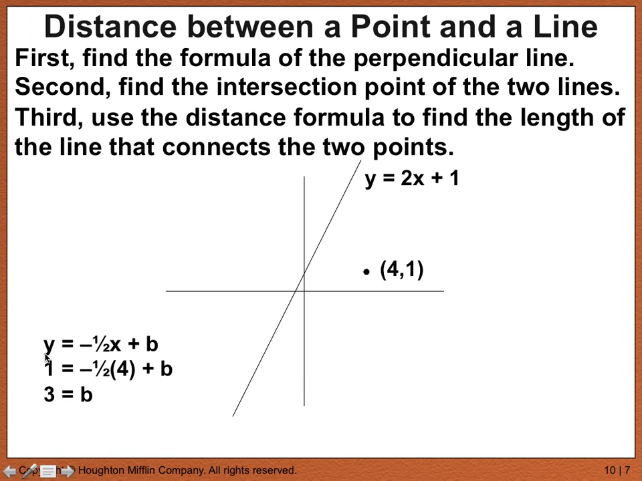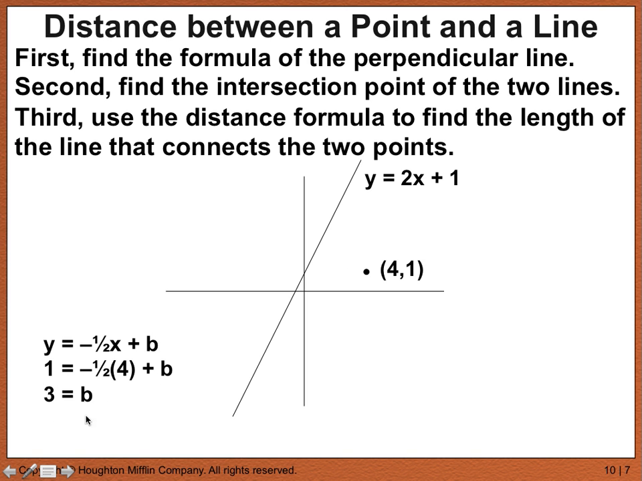So my second step then is to use the fact that the point (4, 1) lies on the perpendicular line. And so I fill in 1 for y and 4 for x. And then 1 equals negative 1/2 times 4 plus b. With that I can solve for b. And therefore b equals 3.